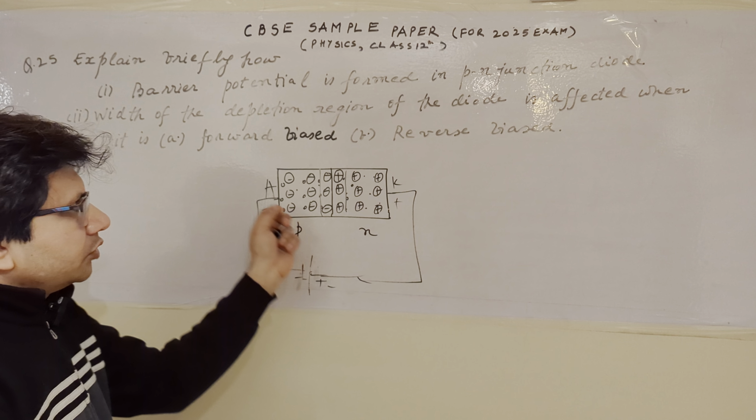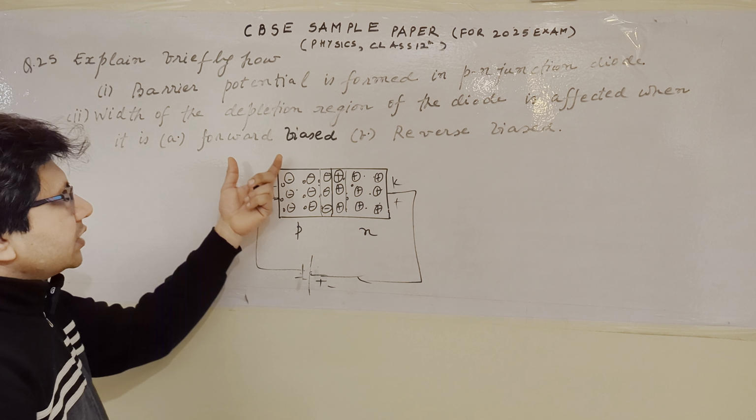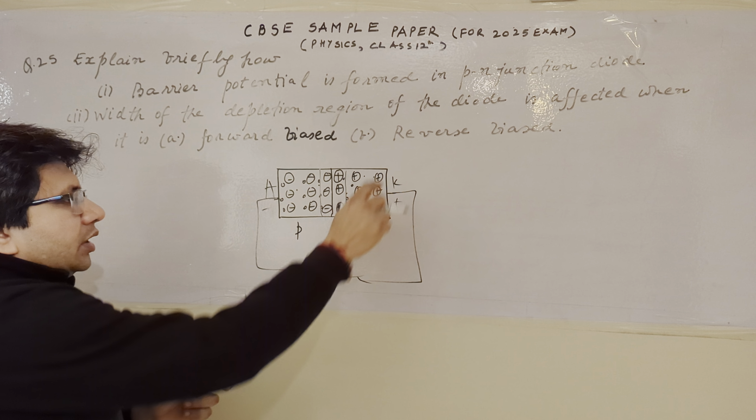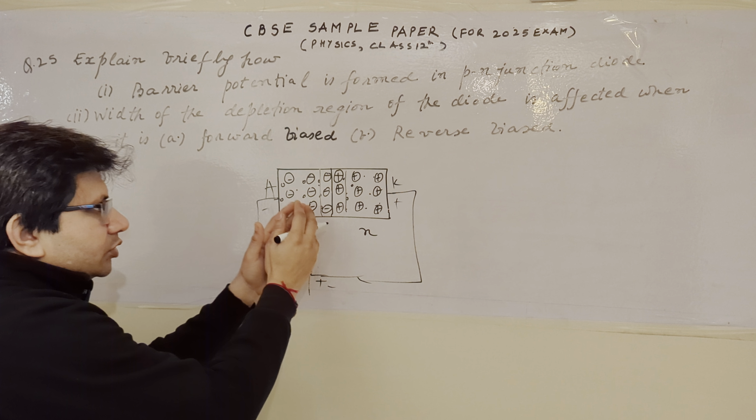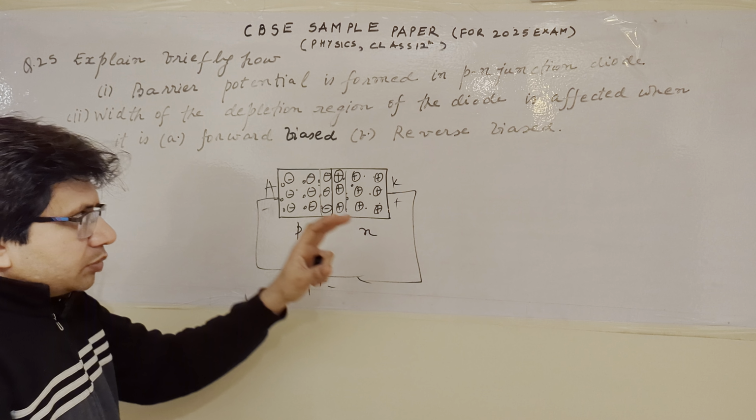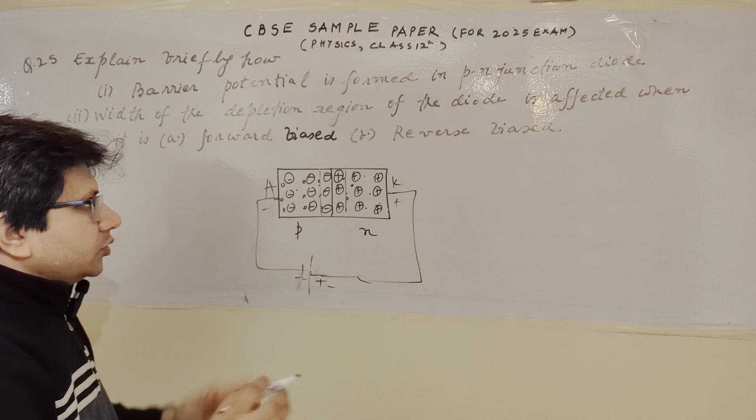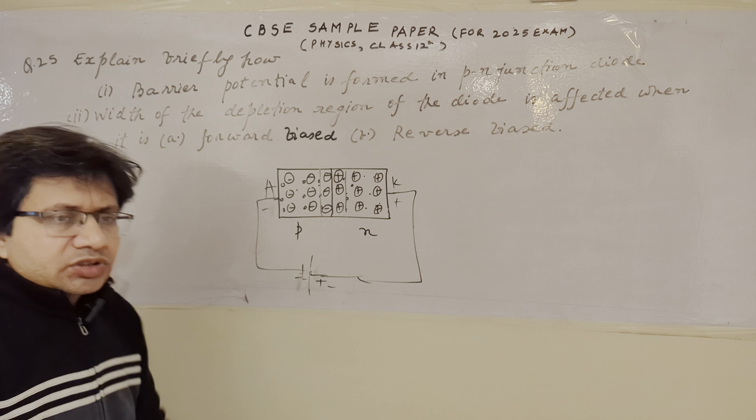We have to answer only in a few words: in the forward bias, the depletion layer becomes thin, and in the reverse bias, the depletion layer becomes large. That's it. But I have explained also the reason why it is so. So hope you understand the solution.